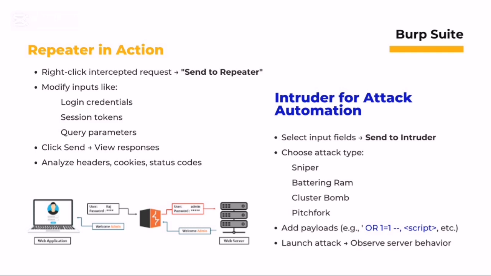Intruder is Burp's automation tool. You define the part of the request you want to attack, add a list of payloads like SQL injection strings or XSS scripts, and large data. Intruder then cycles through all payloads and reports which ones receive interesting or unexpected responses. It's perfect for brute force, parameter fuzzing, and logic flaw detection.